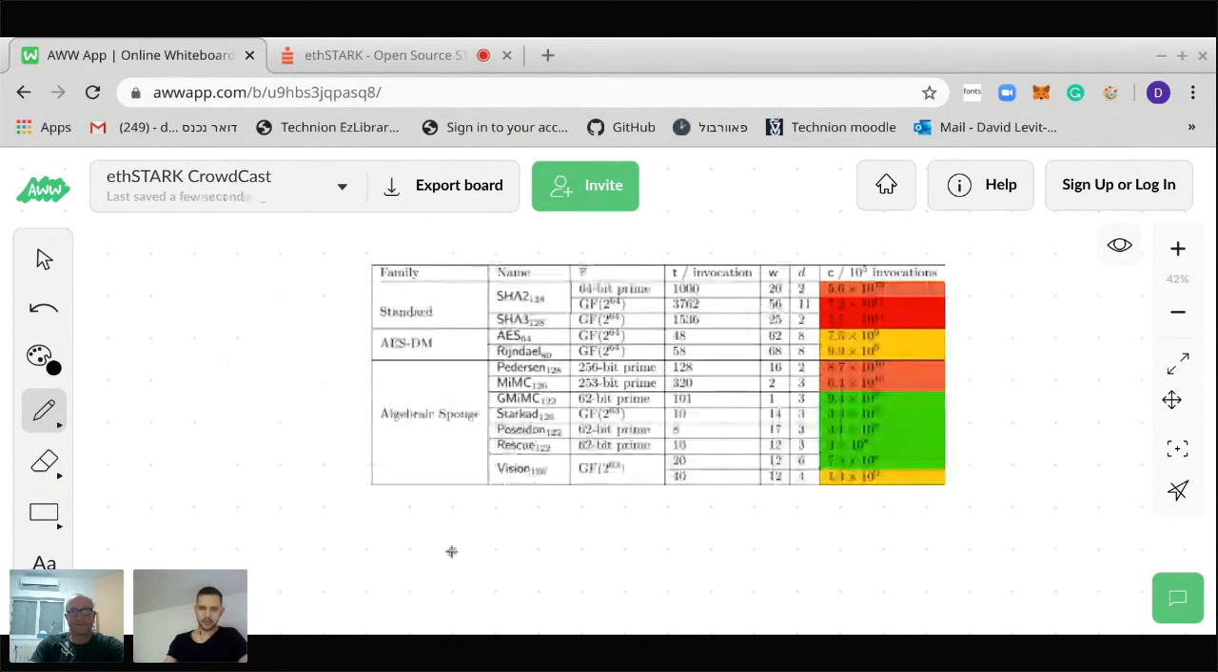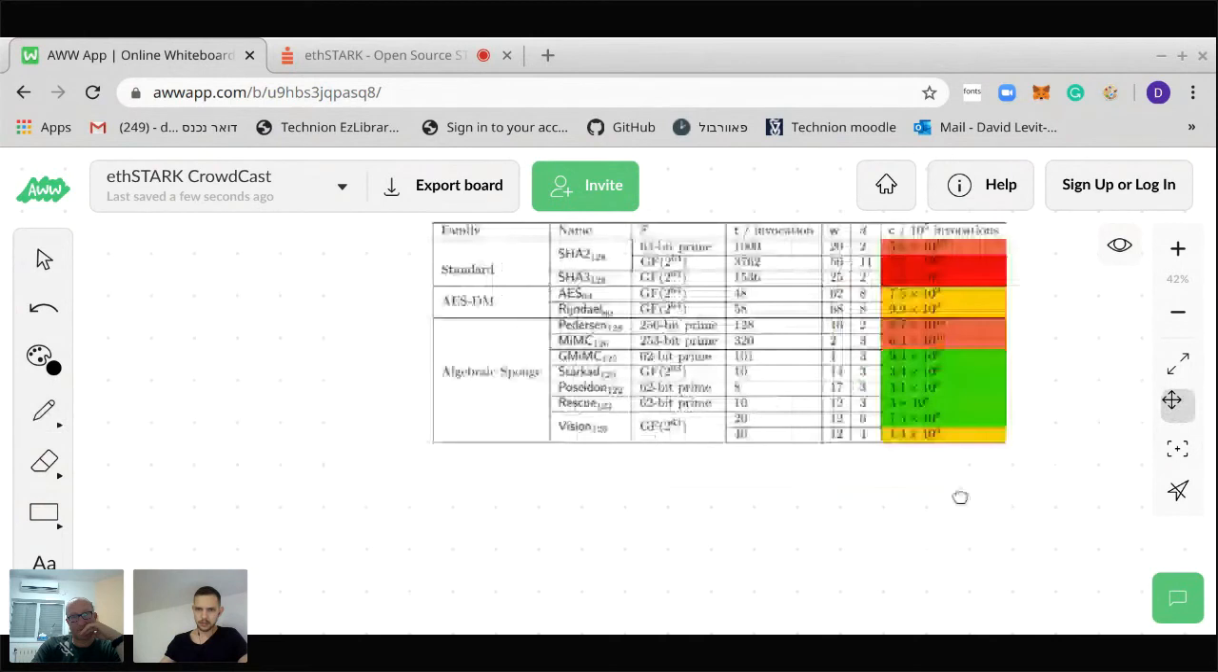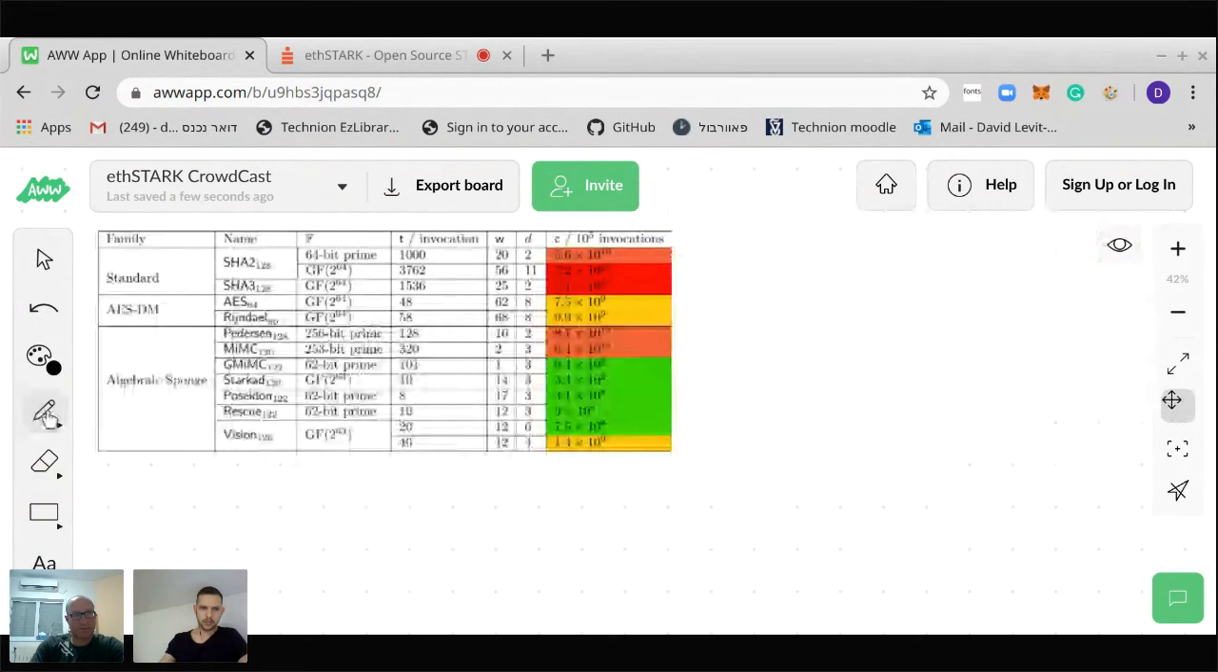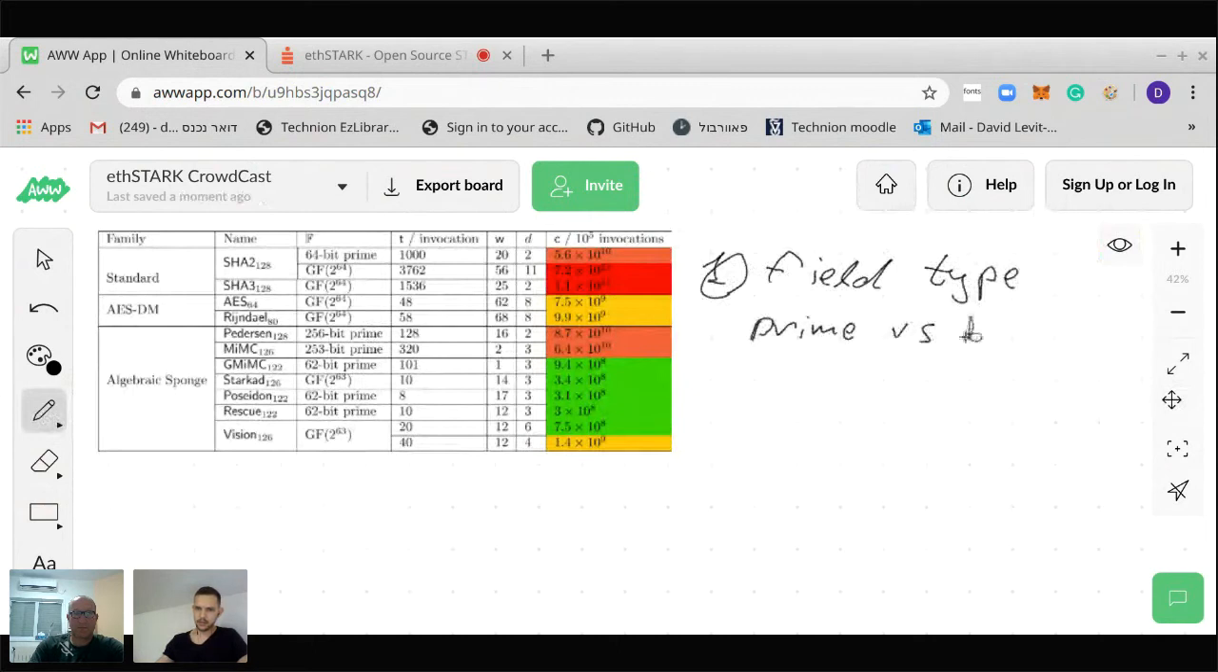Okay, so here we have some comparison between different hashes. So let me just move this here. Okay, so one of the measures is going to be the field type. Okay, so the field type could be either a prime field or a binary field.